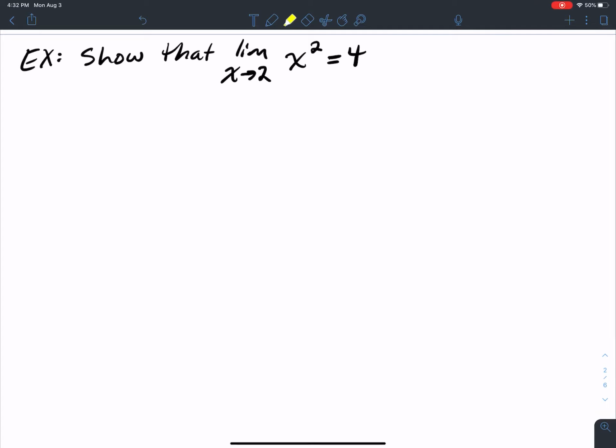So here we're going to show that the limit as x approaches 2 of x squared is equal to 4, which is another one of those plug it in and you get it right off the bat. You know, 2 squared equals 4, so that works out. We are going to use the formal definition of a limit to prove this to be true.